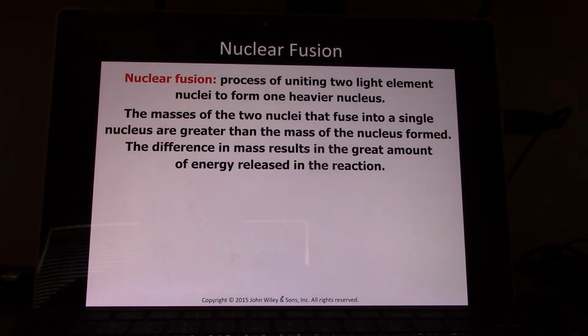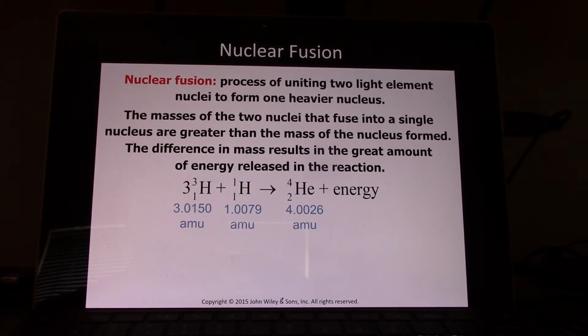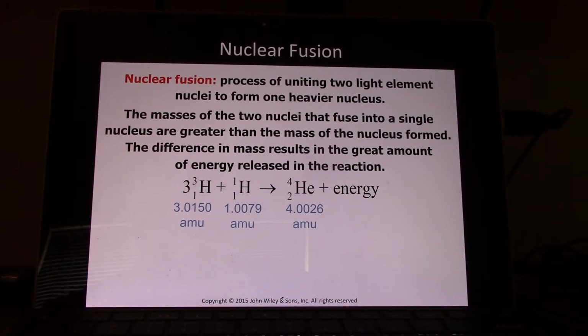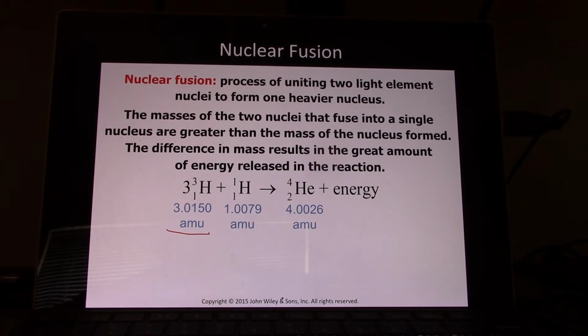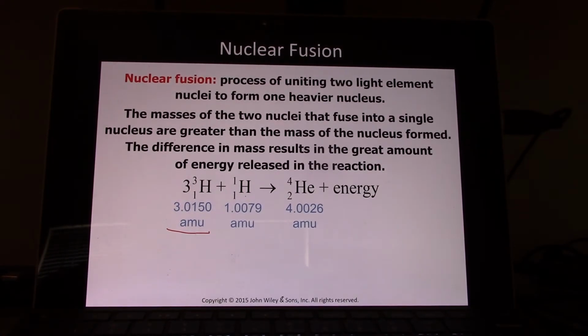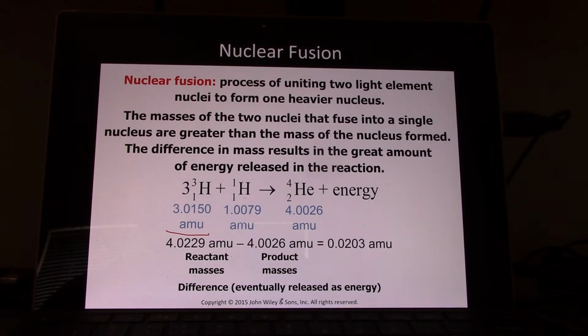Nuclear fusion. This is taking light elements and fusing them into a heavier nucleus. Generally, hydrogen into helium. And this is tritium, the heaviest isotope of hydrogen, hydrogen-3. In the nucleus of tritium, you have 1 proton and 2 neutrons. And that fuses with 1 normal hydrogen to produce a helium nucleus plus a lot of energy.